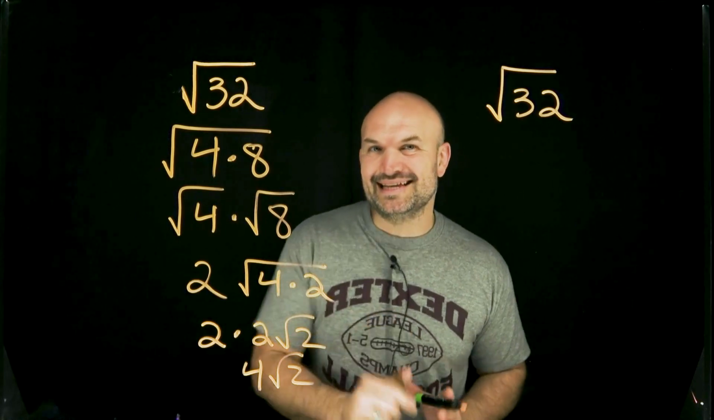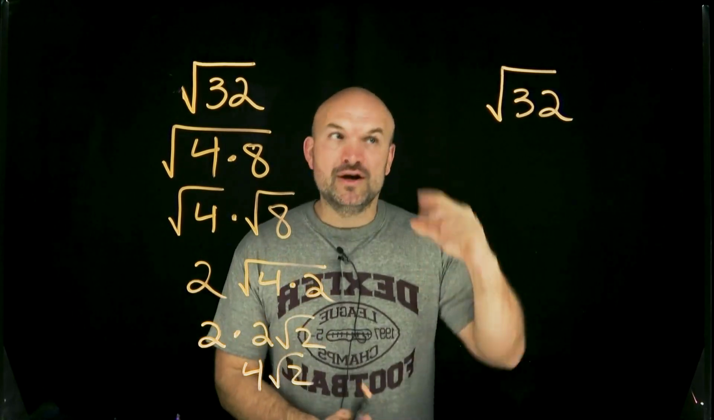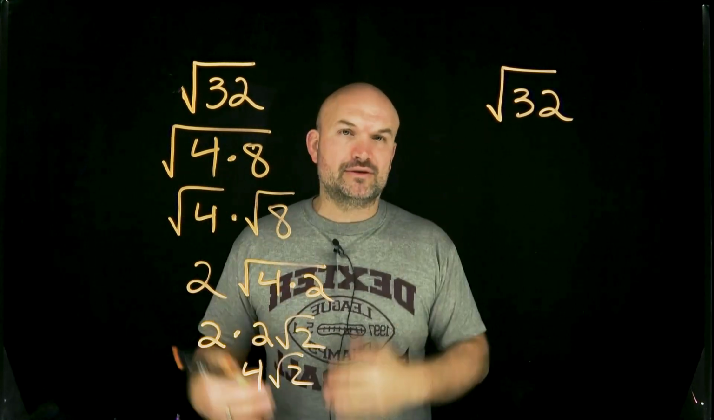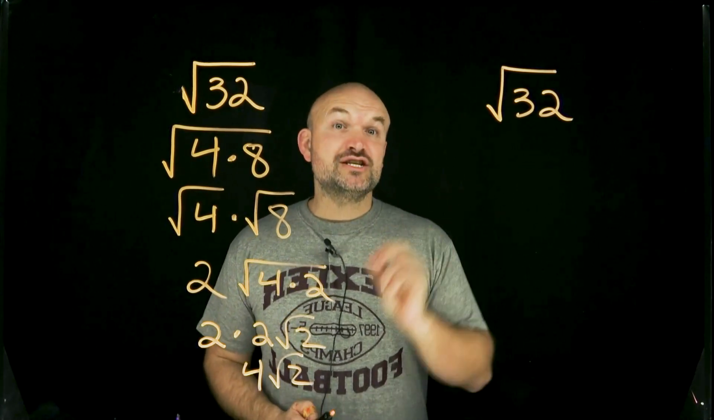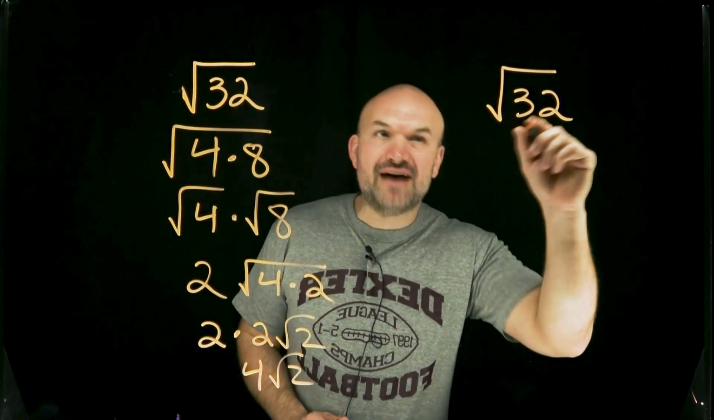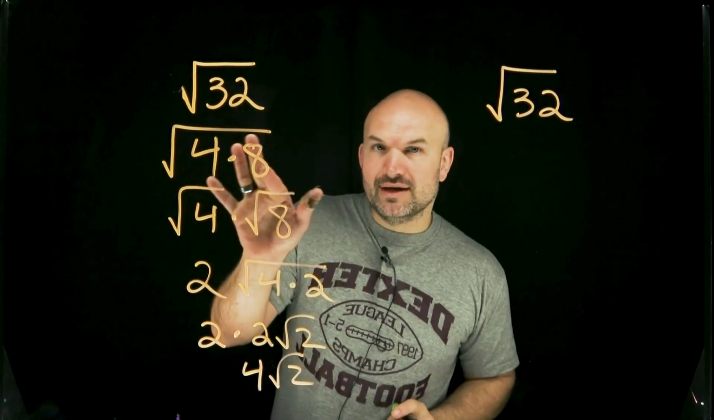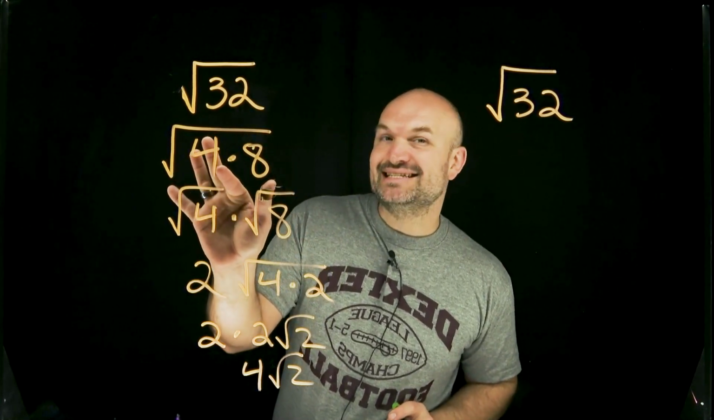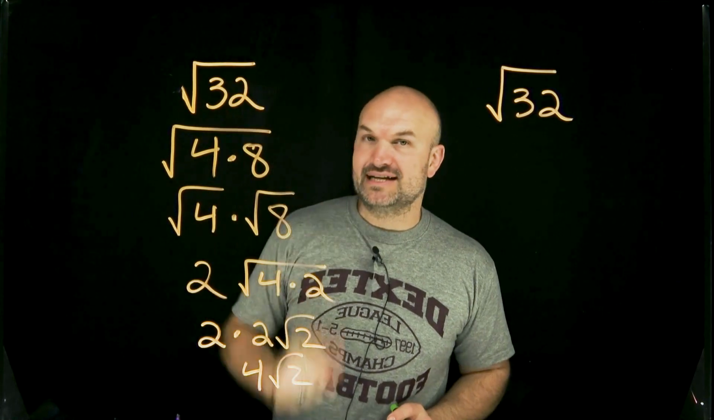And there's one key thing that I want you to say to yourself when you are looking at a problem that you need to simplify the radical. What is the largest square number that evenly divides into my radicand? 4 and 8, or 4, which is a square number, is not the largest number that evenly divides into 32.